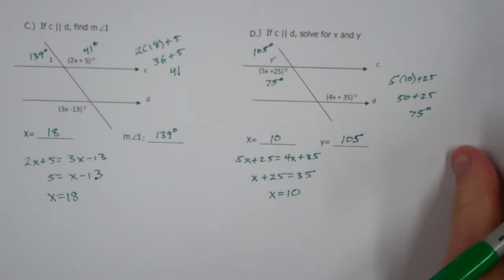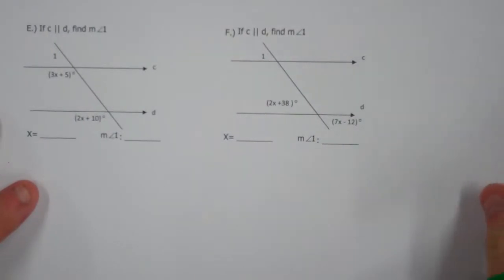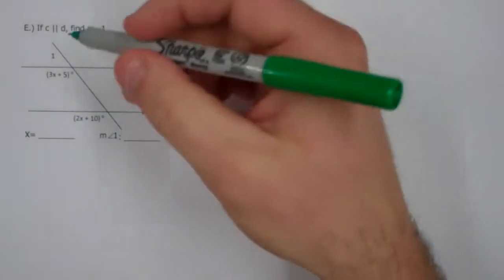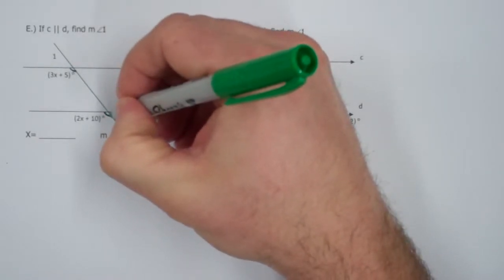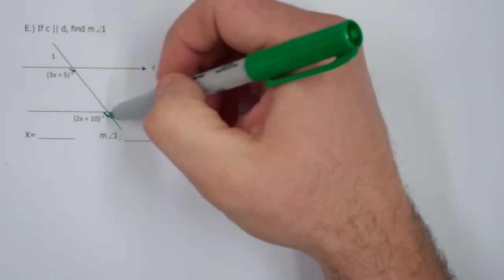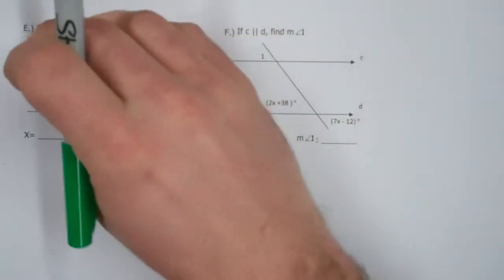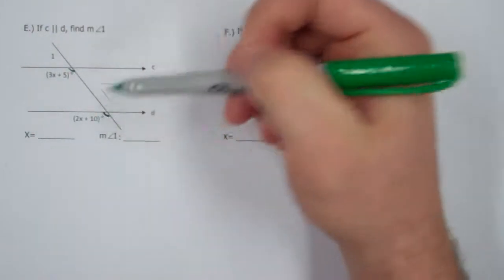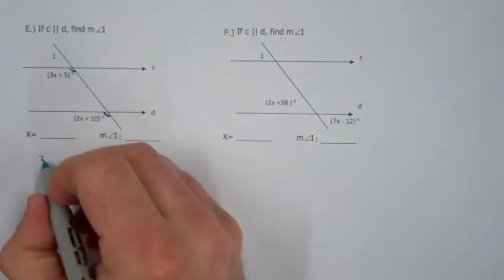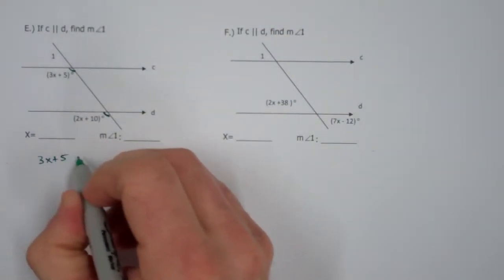Just a few more to do here. We've got EF, and I think there's a G and an H as well. If we look at these two angles here and here, we can tell that they're in correspondingly the same location. In other words, if we took this whole piece and shifted it down, they would line up right on top of each other. And we know that those are congruent. Corresponding angles are congruent.